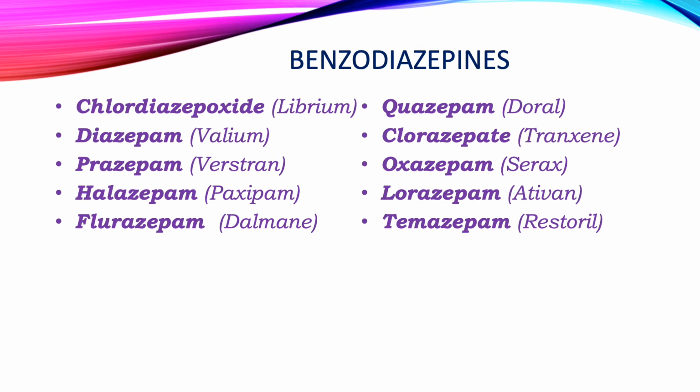Now let's start our discussion on our GABA A receptor modulator with benzodiazepines. So these are the common generic names or available products under benzodiazepines in the market: chlordiazepoxide, diazepam, prazepam, halazepam, flurazepam, quazepam, clorazepate, oxazepam, lorazepam, and temazepam.